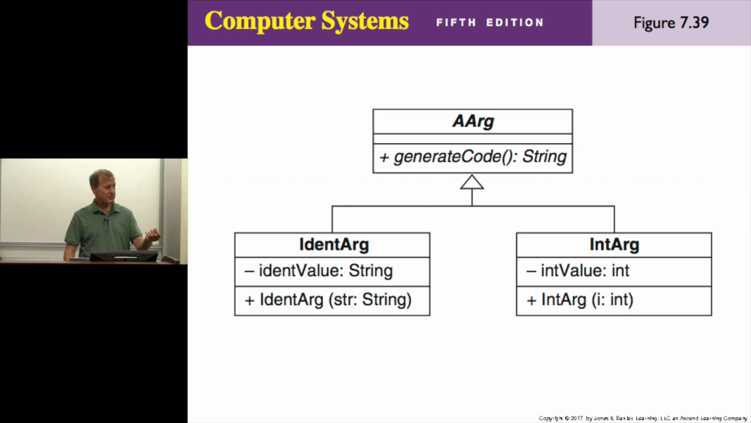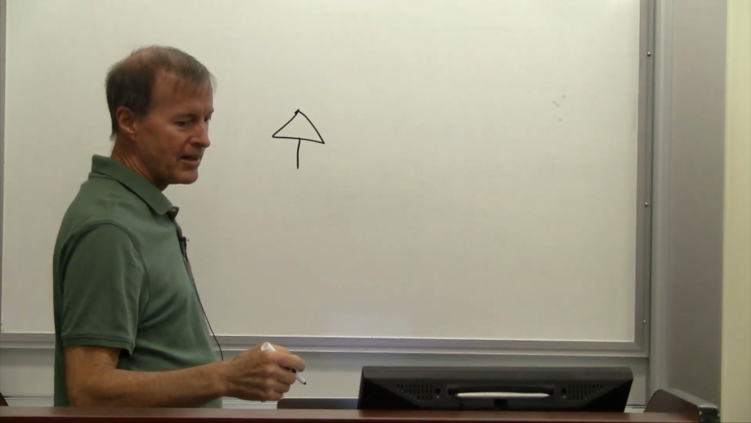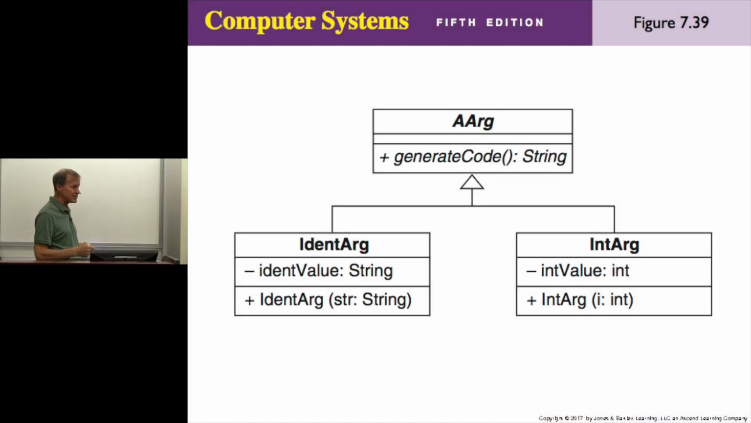Each one of those is an abstract argument. And what is this open arrow? What is this symbol? This is inheritance. This means that an ident_arg is an abstract arg, and int_arg is an abstract arg. So you see this one abstract argument can be either one of these two things in the instruction. Are you with me? So what we do is we set it up to be abstract, and then it could be either an integer or a string or an ident. Is everybody clear on the idea here?